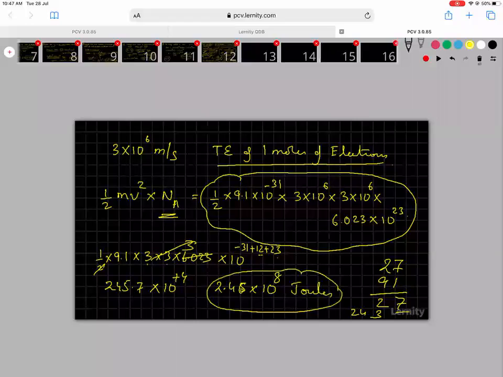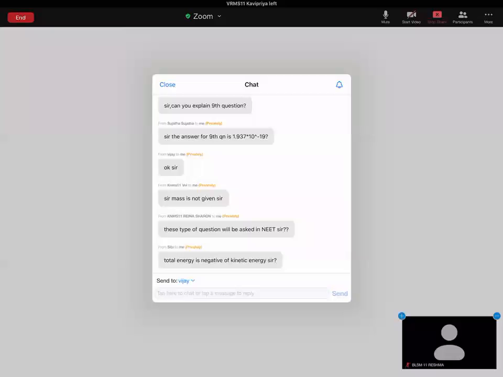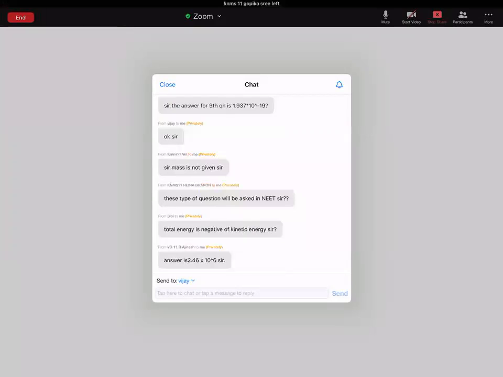So kinetic energy is half mv squared. I'm asking you per mole, and per mole means into Avogadro number. That will give you the total energy. Kinetic energy is always positive. Potential energy is negative. Here we are talking about velocity, energy because of velocity. So that is it.